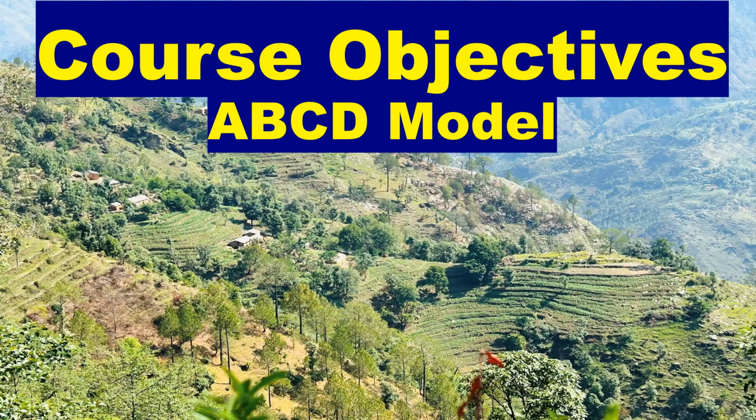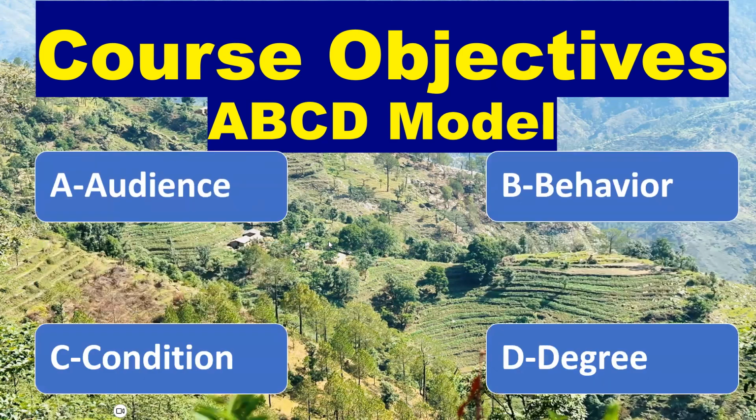So to get started with today's video, let me describe how to write down the course objectives. So in the ABCD model, there are four major components of writing course objectives. First one is audience. A stands for audience. Second one, B, stands for behavior. C stands for condition. And last one, D, stands for degree.